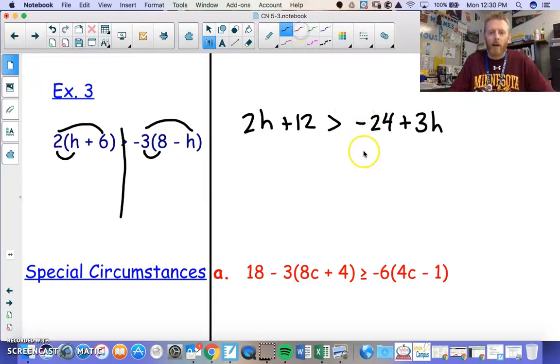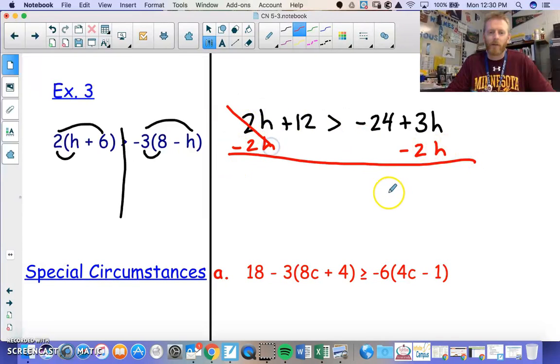So now we're going to get all of our regular variables on one side and all of our regular numbers on the opposite side. I'm going to move the smaller variable first. So I'm going to move the h's over to the right side because they're smaller on the left. That makes me left over, because this cancels out, because 2 h's minus 2 h's is 0 h's. I'm now left with 12 is greater than a negative 24 plus one of these h's.